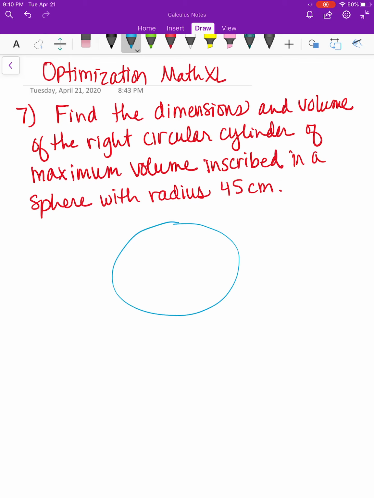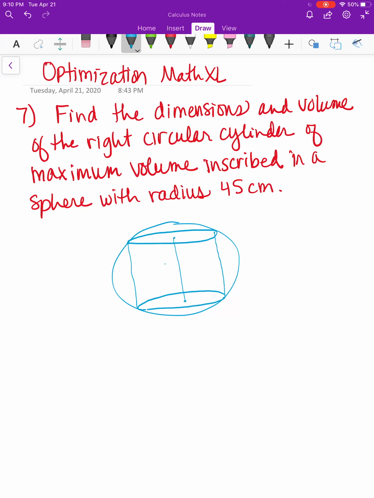And now we're going to move to the last problem from Math Excel. Number 7. And the one that I chose was: find the dimensions and volume of the right circular cylinder of maximum volume inscribed in a sphere. So we've got a sphere, okay? Always draw the sphere first if that's the outside figure, because it's too hard to draw the cylinder and then try and put it in a sphere, because it's very important that you draw this correctly.